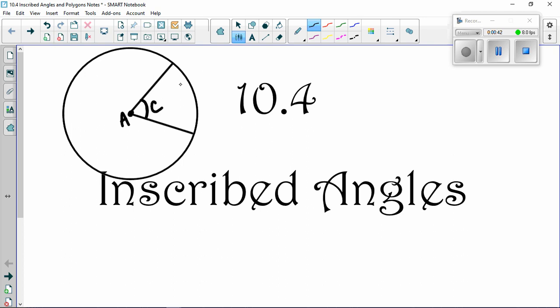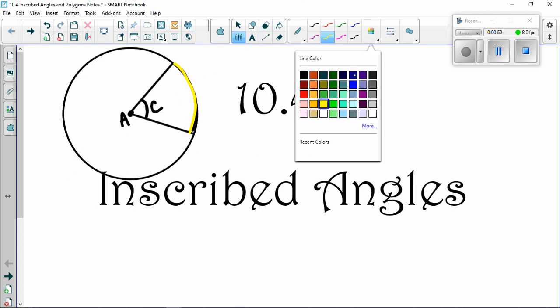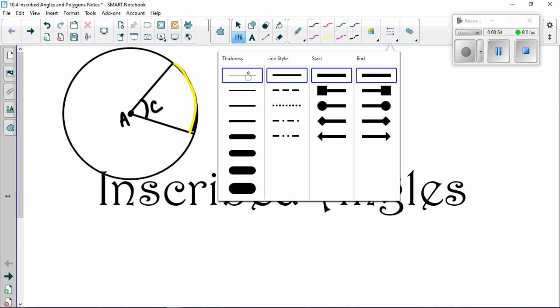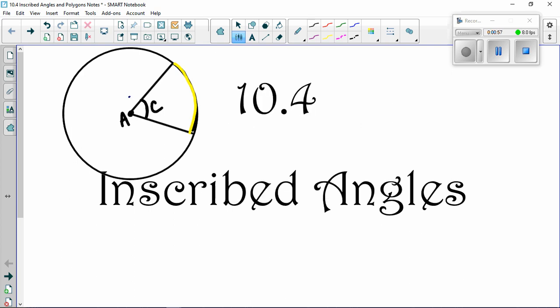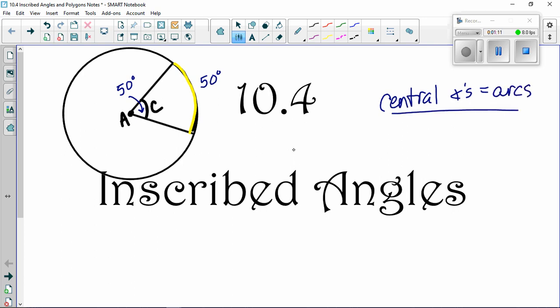So this central angle and this arc right here that it intercepts are equal to each other. If this angle is a 50-degree angle, then this is a 50-degree arc. So central angles equal their arcs. That's what we learned in the last section.